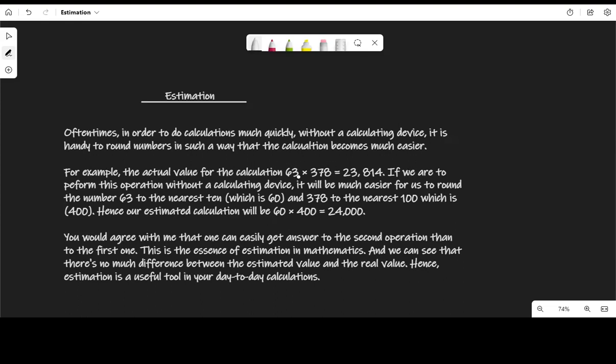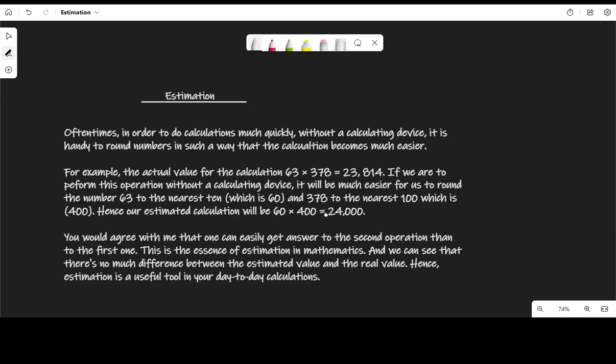So the actual value of this calculation, if we use a calculating device, is 23,814. On the other hand, when we round this to the nearest 10, which is 60, and we round this to the nearest 100, which is 400, of course, we can do this calculation in our head without a calculating device. It is much easier to do this than to do this. And then look at the difference in the answer.